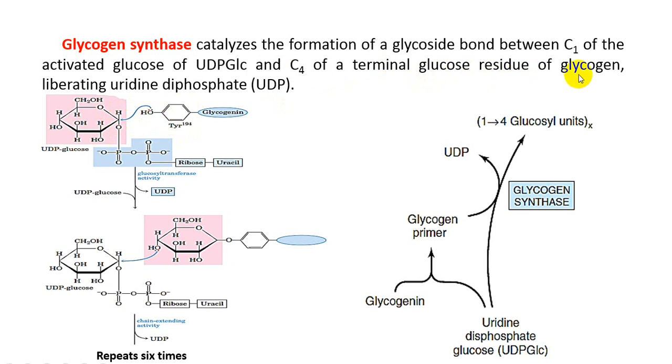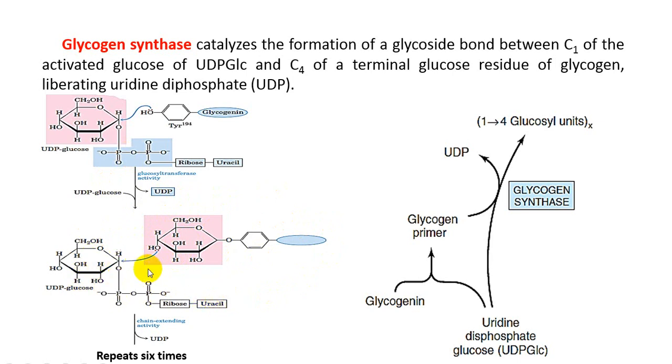The terminal glucose residue of the glycogen reacts, releasing uridine diphosphate. The result is a glycogen primer with the new units. Then this step will repeat with another molecule of uridine diphosphate glucose.